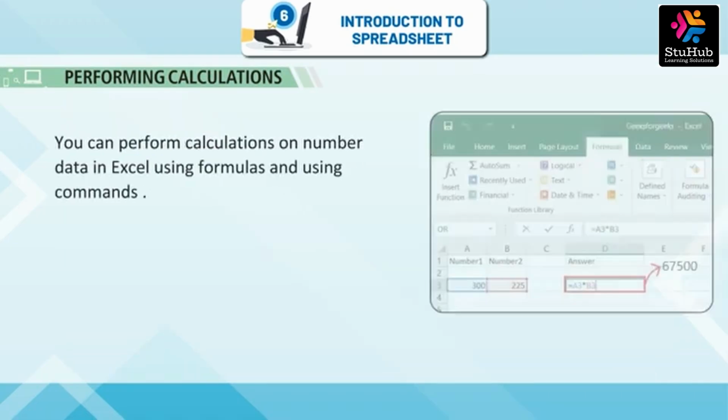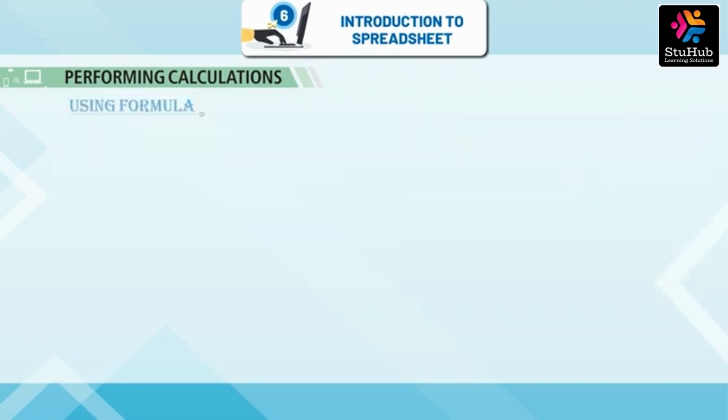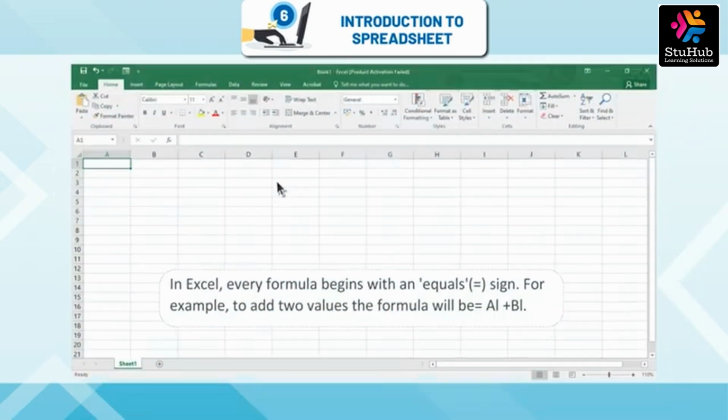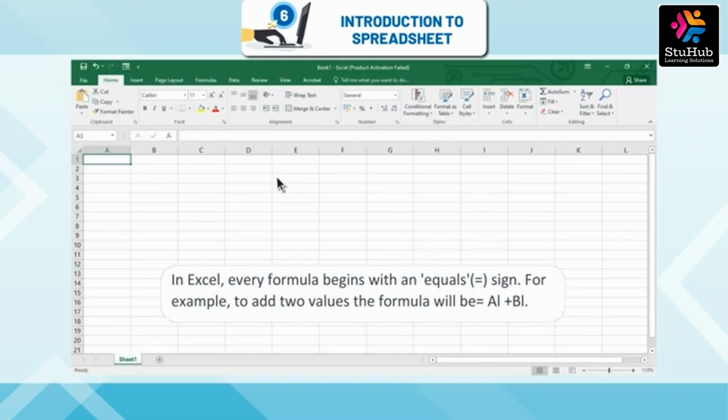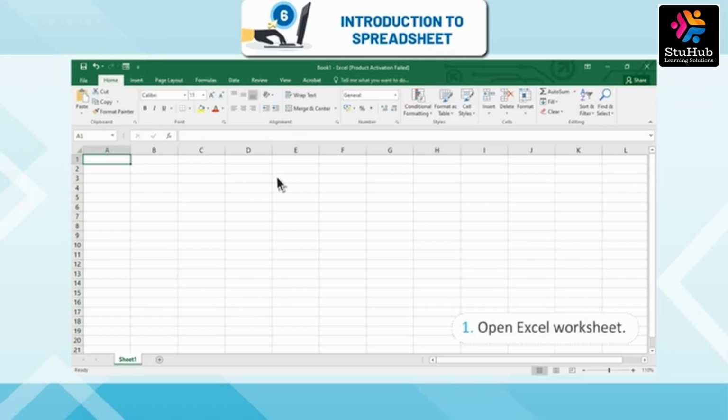Performing calculations. You can perform calculations on number data in Excel using formulas and using commands. Using formula. In Excel, every formula begins with an equal sign. For example, to add two values, the formula will be equal to A1 plus B1. Let's learn to create a formula to add three numbers.